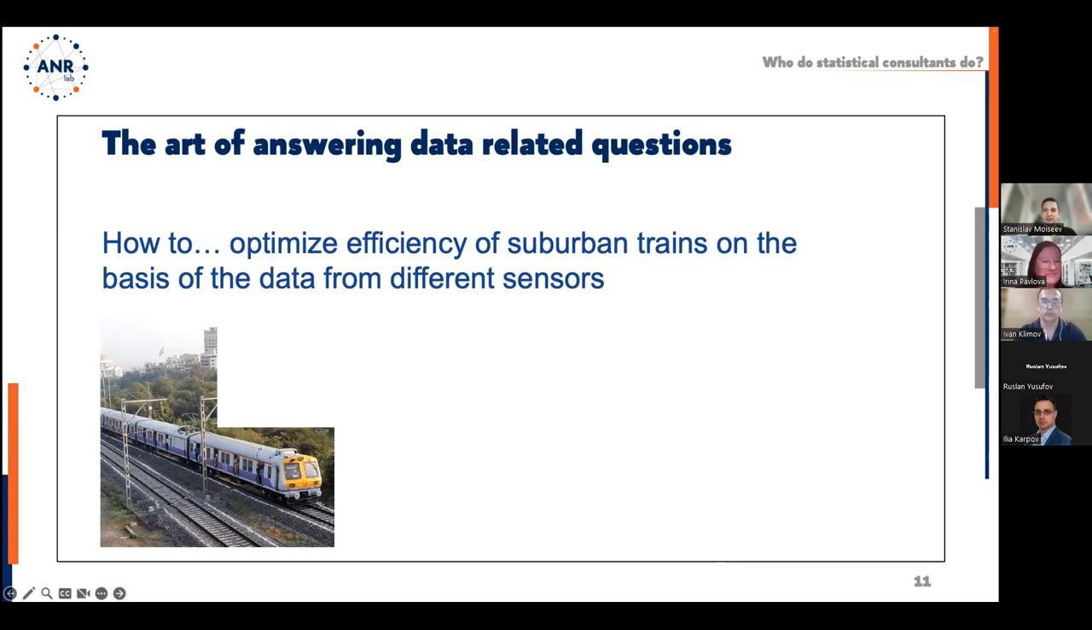So you see that, again, we have some data in the beginning. But the question is totally different, right? This is not about topic modeling. This is not about analysis of what people say. It is a totally different type of information, but basically the same statistical consultant might join this project and try to apply his or her knowledge to answer such a question, right? And of course, it will require totally different methods.